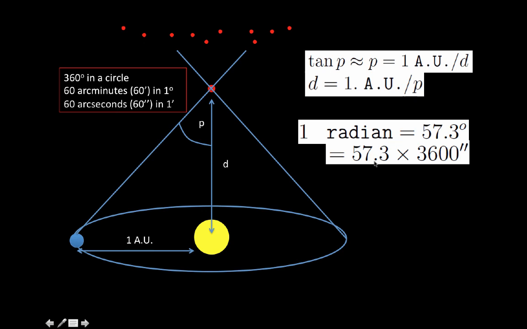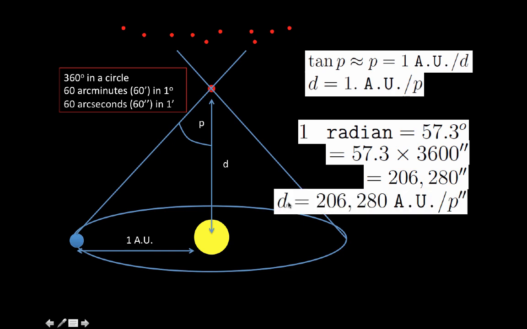So 1 radian is 57.3 times 3,600 arcseconds, and that's equal to 206,280 arcseconds. So if we measure p in arcseconds, then this formula reads that the distance to the star is 206,280 astronomical units divided by the parallax angle measured in arcseconds.